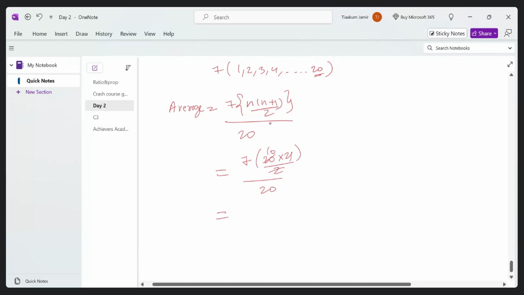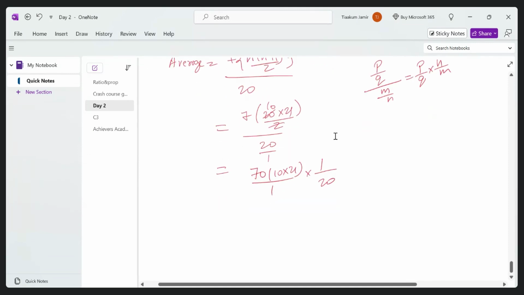Now this one, I believe you know this one: p by q divided by m by n will give us p by q into n by m. So this will give us 70. 10 into 21 divided by 1 into 1 by 28. The 10s cancel, 21 times 25.